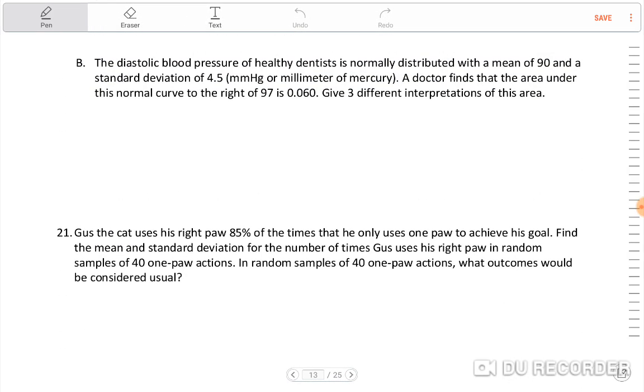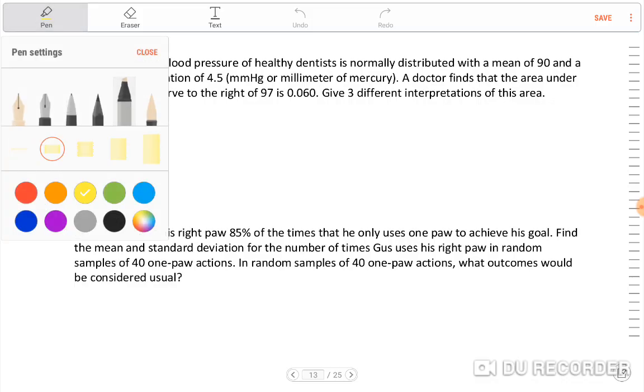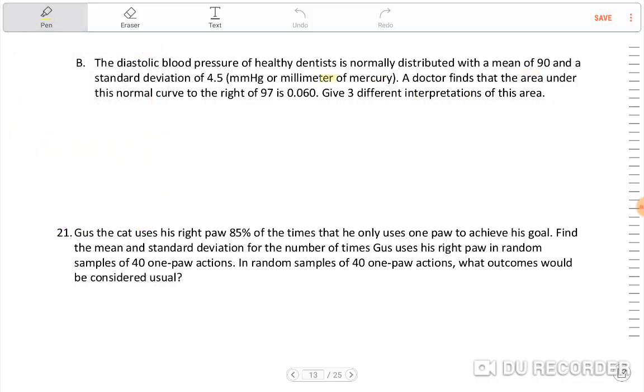Letter B. The diastolic blood pressure of healthy dentists is normally distributed with a mean of 90 and a standard deviation of 4.5 millimeters of mercury. A doctor finds that the area under this normal curve to the right of 97 is 0.060. Give three different interpretations of this area. This time we're going to the right.